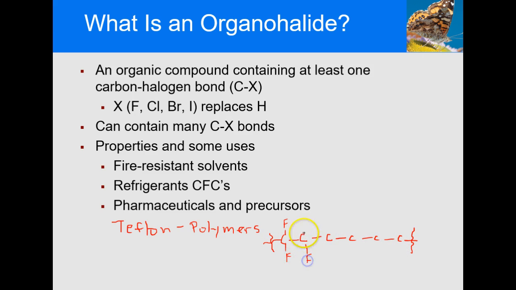All right, fluorine is very reactive in itself, but once it forms a bond with carbon, you virtually can't break that bond. Okay, and fluorine won't react with anything after that. So that's kind of why it's great to use on pots and pans that don't stick to anything, because they don't react with anything. If anything gets close enough to it, it doesn't do anything. It just kind of slides off. So Teflon is an example of an organohalide.